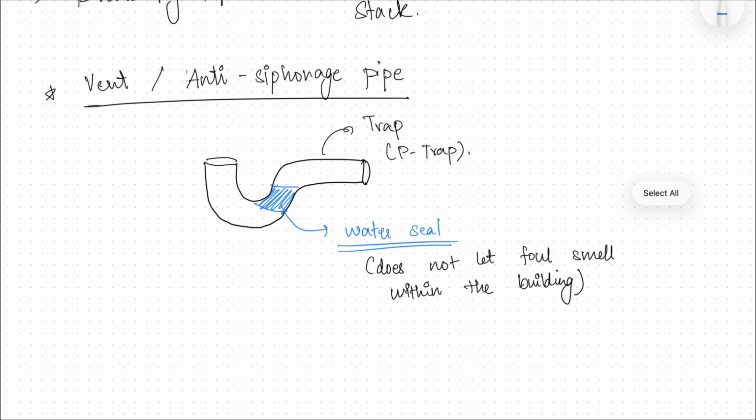So due to the siphon reaction, the water seal or the water that is present inside the trap can get sucked away, and to prevent that from happening, you use the vent pipe or the anti-siphonage pipe. So anti-siphonage pipe makes sure the water seal is intact, and it also lets out the foul smell towards the atmosphere so that it doesn't come back. Okay, so these two main functions are part of the vent or anti-siphonage pipe. A vent is basically ventilation, so it's also called the ventilation pipe.